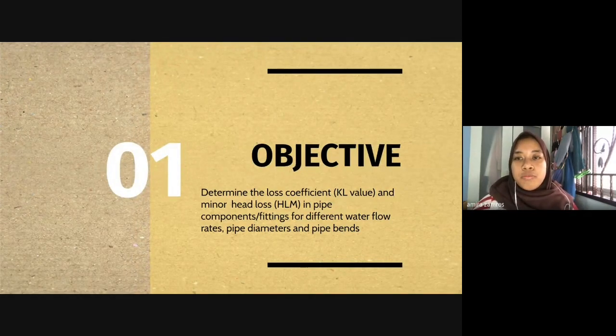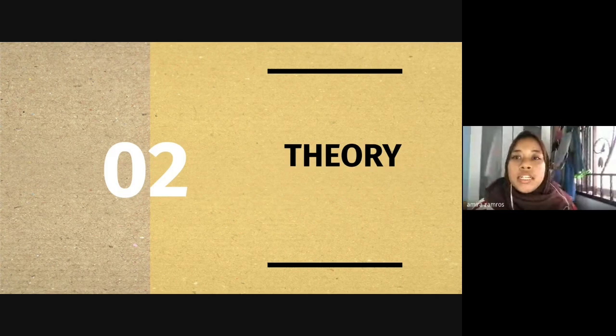So for the first one is objective. Our objective for this lab is to determine the loss coefficient, KL value, and minor head loss, HLM, in pipe components or fittings for different water flow rates, pipe diameter, and pipe bends. Next is theory. I will pass to Nasrin Aina.